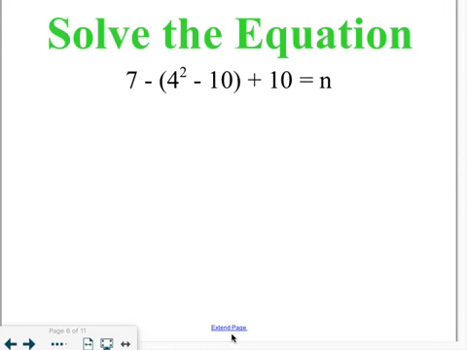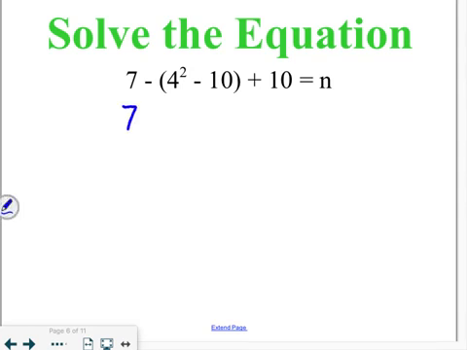The other part that we're going to talk about today is solving the equation for a variable when the variable is already isolated or set alone by itself. When a problem is set up like this, you are just going to go through and use PEMDAS to solve the side of the equation with the numbers.